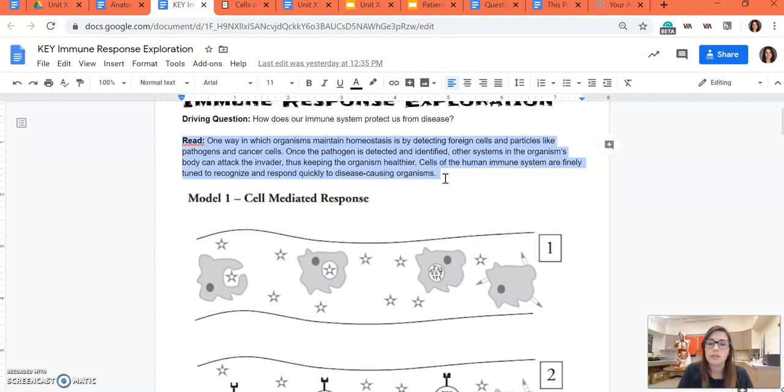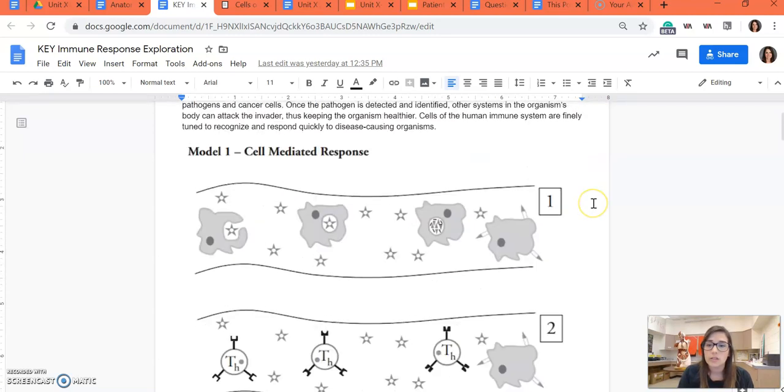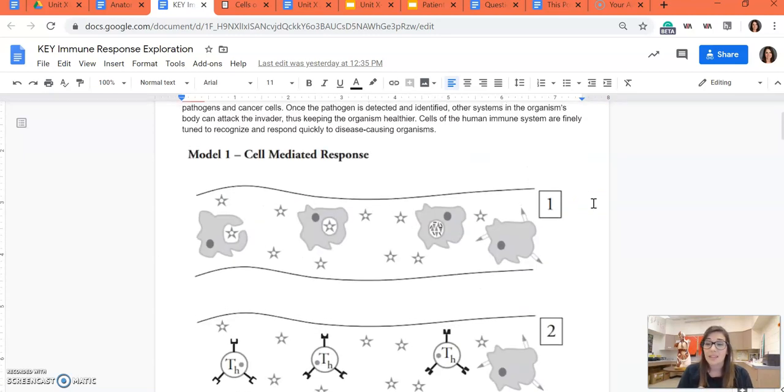One way in which organisms maintain homeostasis is by detecting foreign cells, pathogens, and particles like pathogens and cancer cells. Once the pathogen is detected and identified, other systems in the organism's body can attack the invader, thus keeping the organism healthier. Cells of the human immune system are finely tuned to recognize and respond quickly to disease-causing agents. So this is the process that keeps you healthy. Things get into our bodies all the time that can cause us to become sick, and this is how our bodies respond to those foreign pathogens.